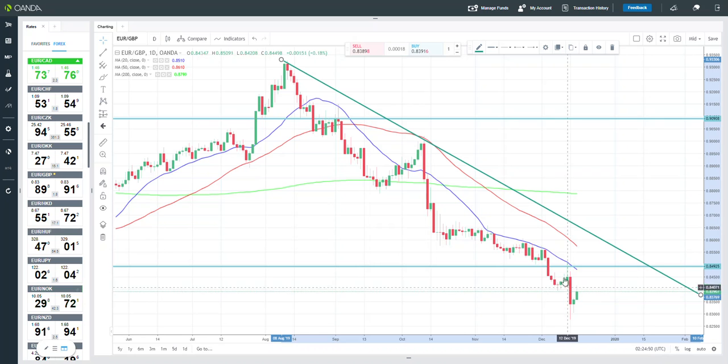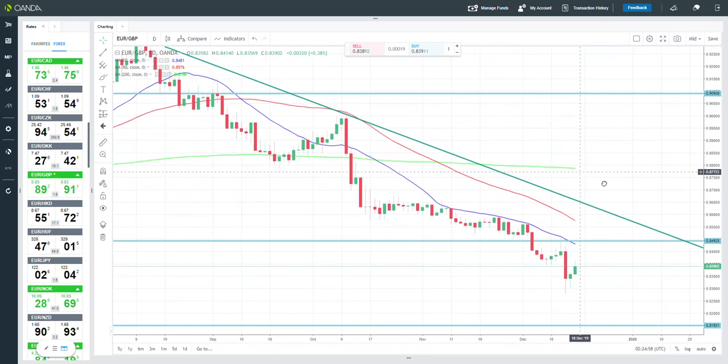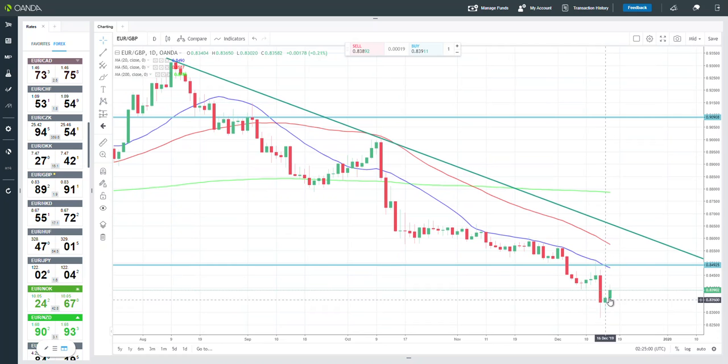So what we see here is a strong daily sell candle late last week. And it looks like we have a couple of good bullish candles, so price could continue to climb up. With the holidays coming, we're going to see a lot of low volume, so price could continue to come back towards this resistance line. It doesn't necessarily mean people are buying pounds, it just means they're not selling them actively.